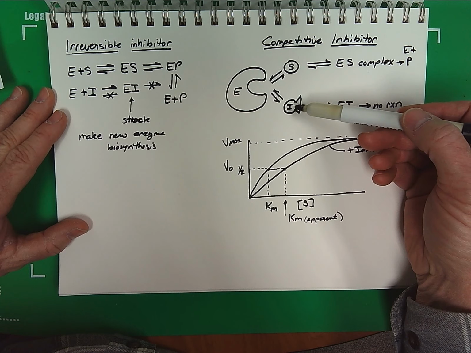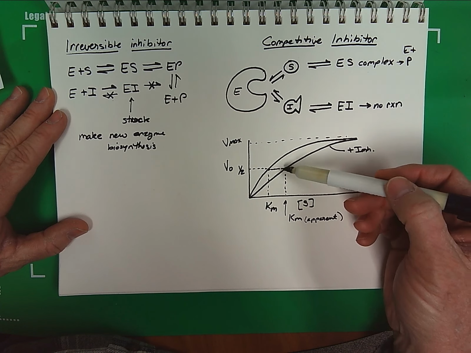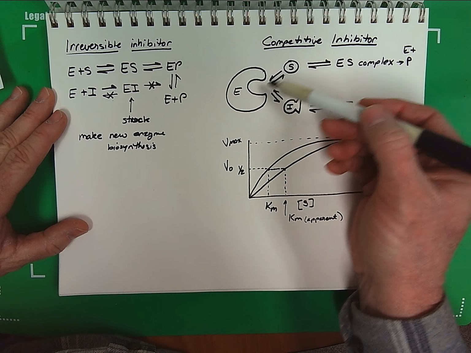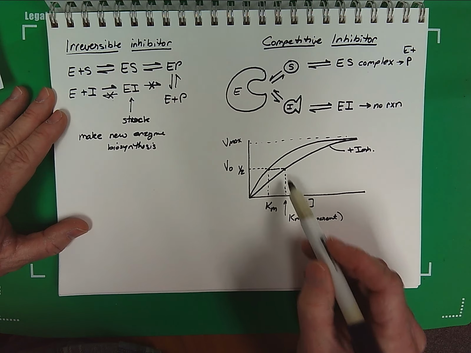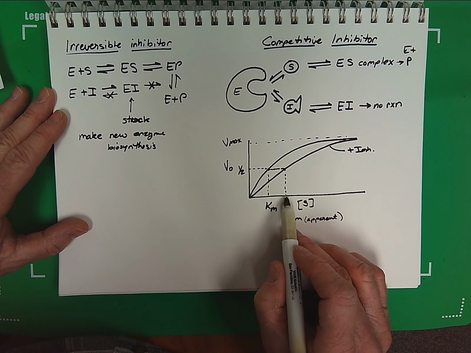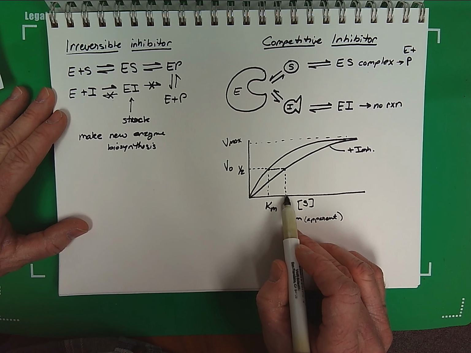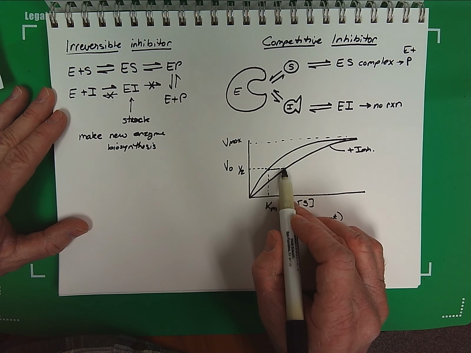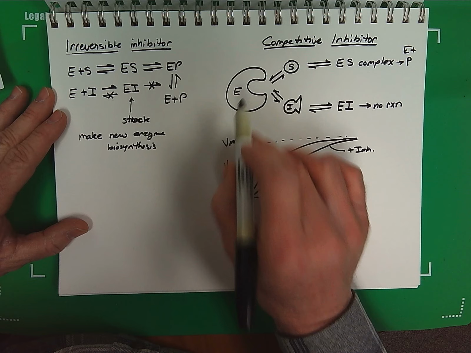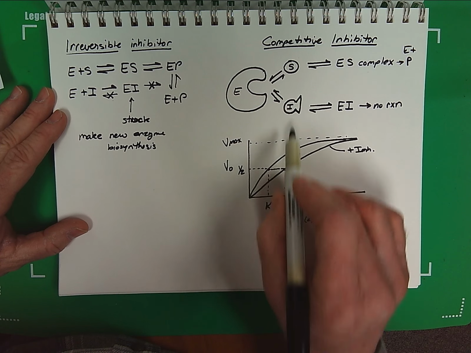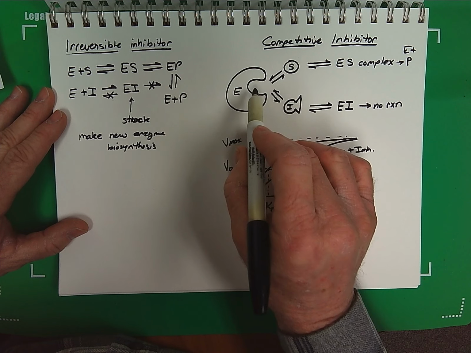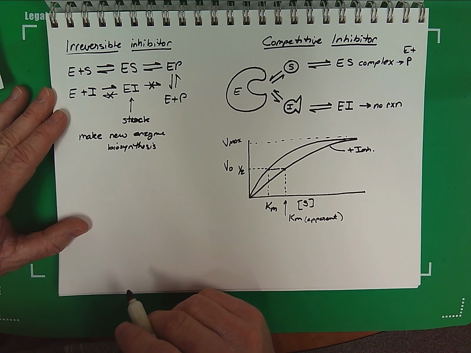But the very presence of the inhibitor makes it look like the affinity is lower because the substrate is now displaced. It takes a higher concentration of substrate to reach 1/2 Vmax, not because of a reduced affinity for the enzyme, but simply because of the presence of the inhibitor, which is competing for that active site.